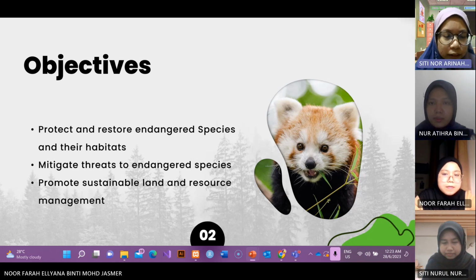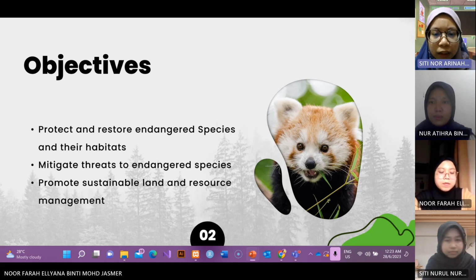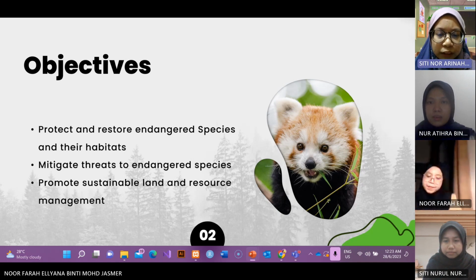Second is to mitigate threats to endangered species. Strengthen efforts to combat poaching, illegal wildlife trade, and trafficking of endangered species. Enhance law enforcement and anti-poaching patrols to ensure the protection of endangered species. And the last objective is to promote sustainable land and resource management. Encourage sustainable land use practices, including sustainable agriculture and forestry, to minimize habitat destruction and fragmentation.